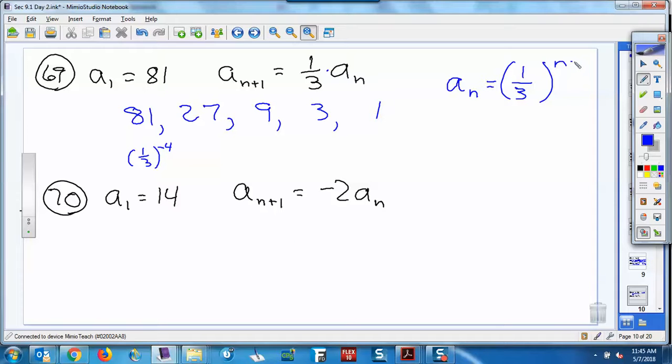So what are we going to do with our n? n minus 5. Because n's a 1 on the first term. So 1 minus 5 will give us a power of -4 where we want it right there. Okay? All right, last one.